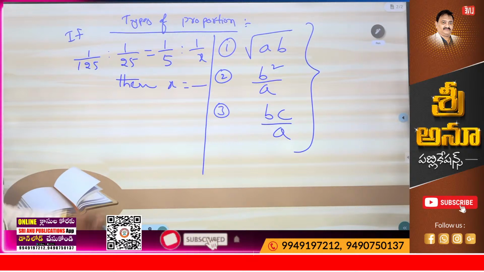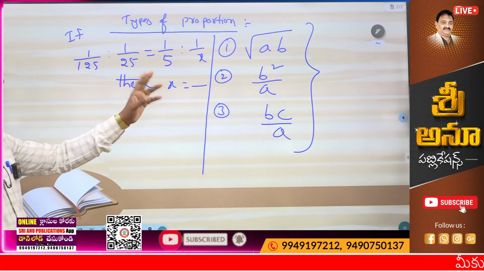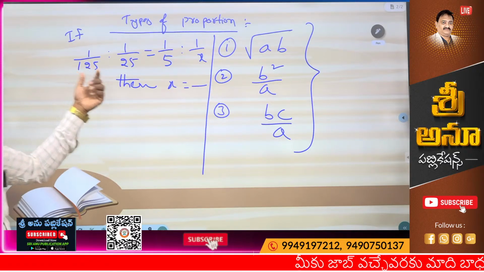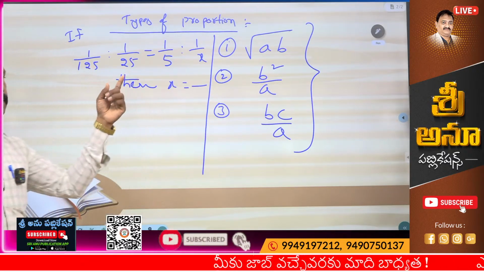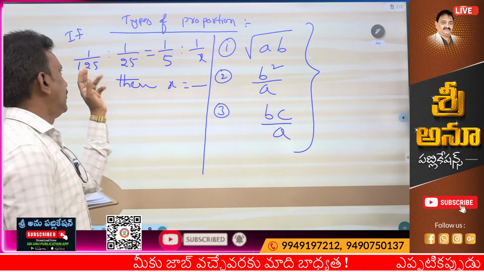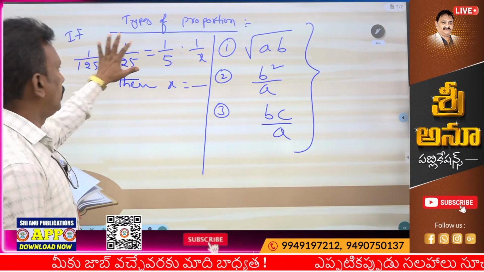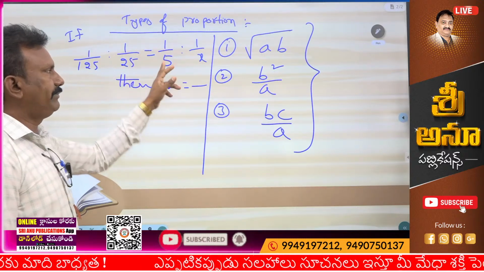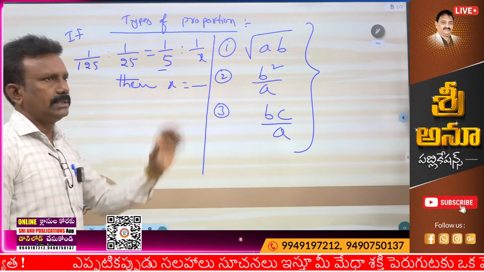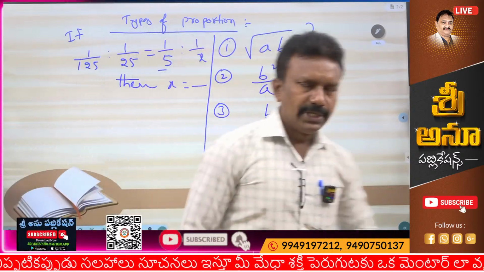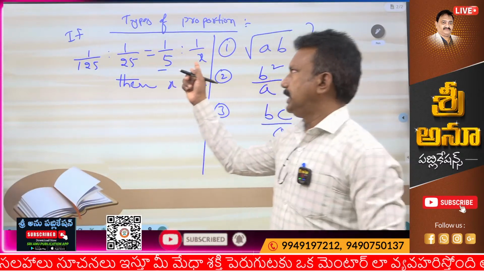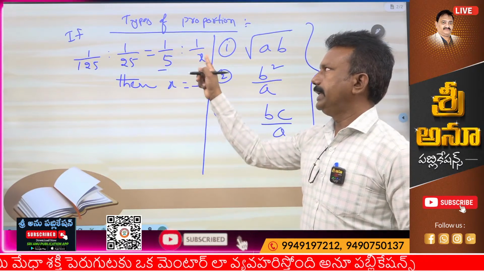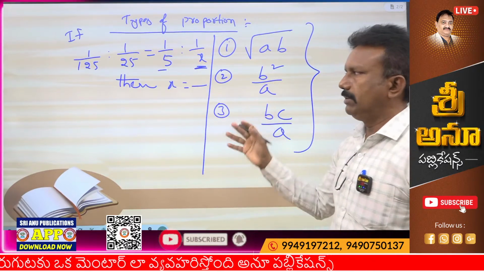So it is the best question related to the proportion concept. Two ratios. First two ratios. What is our ratio? The first one is 1 by 125 is to 1 by 25 is equal to 1 by 5 is to 1 by x. In this one, just one variable is there, the last term 1 by x. Our target is finding the x value. So what is the value of x?